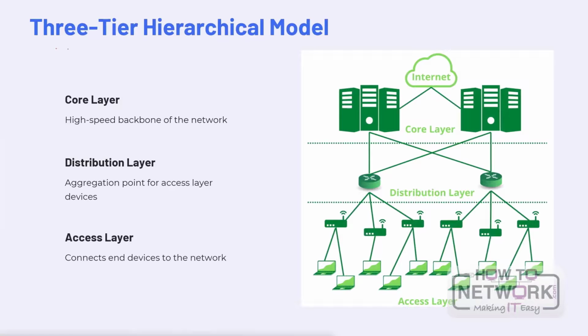All right, now let's talk about the three-tier hierarchical model, and this is a very important concept when you're starting to learn networking. So the three-tier model is a widely used network design approach that structures the network into three distinct layers: the core, the distribution layer, and the access layer.